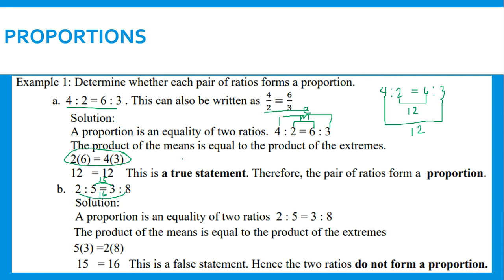Then to make it a proportion, or to prove that these two ratios are proportion, dapat ang product sa means parehas sa product sa extremes. But again, unfortunately, they don't have the same product. Ang usa ang means 15, ang extremes kay 16. Therefore, this is a false statement. Hence, the two ratios do not form a proportion.